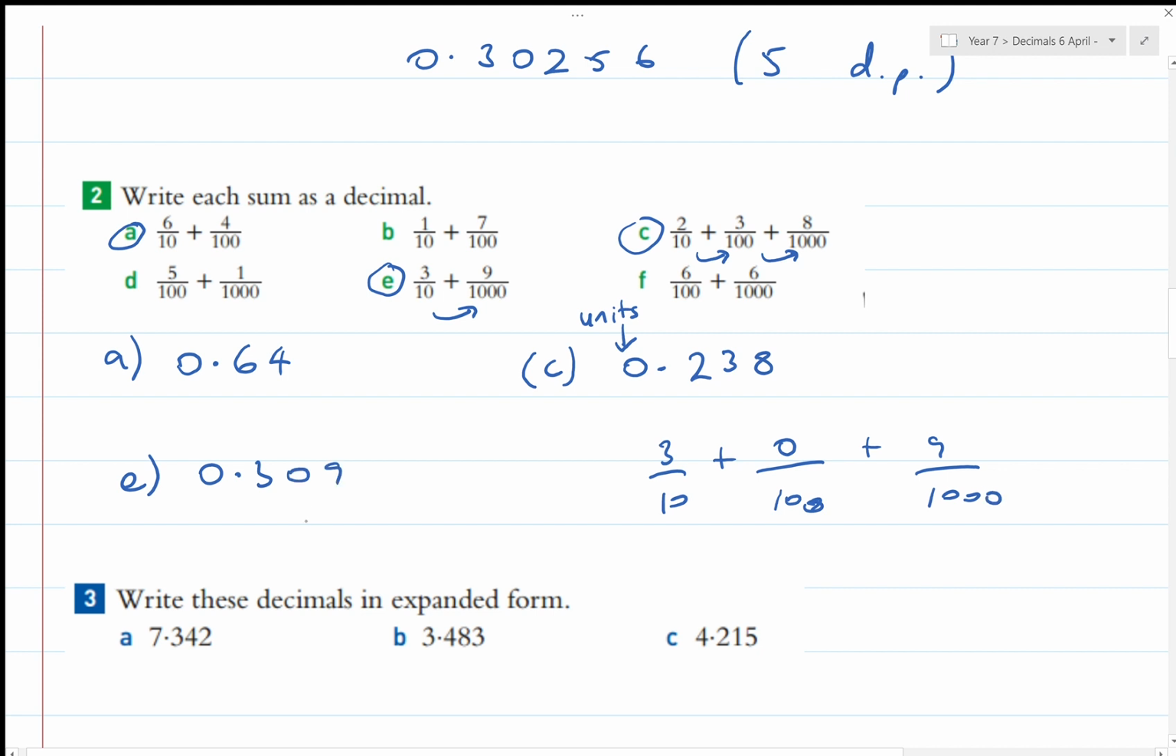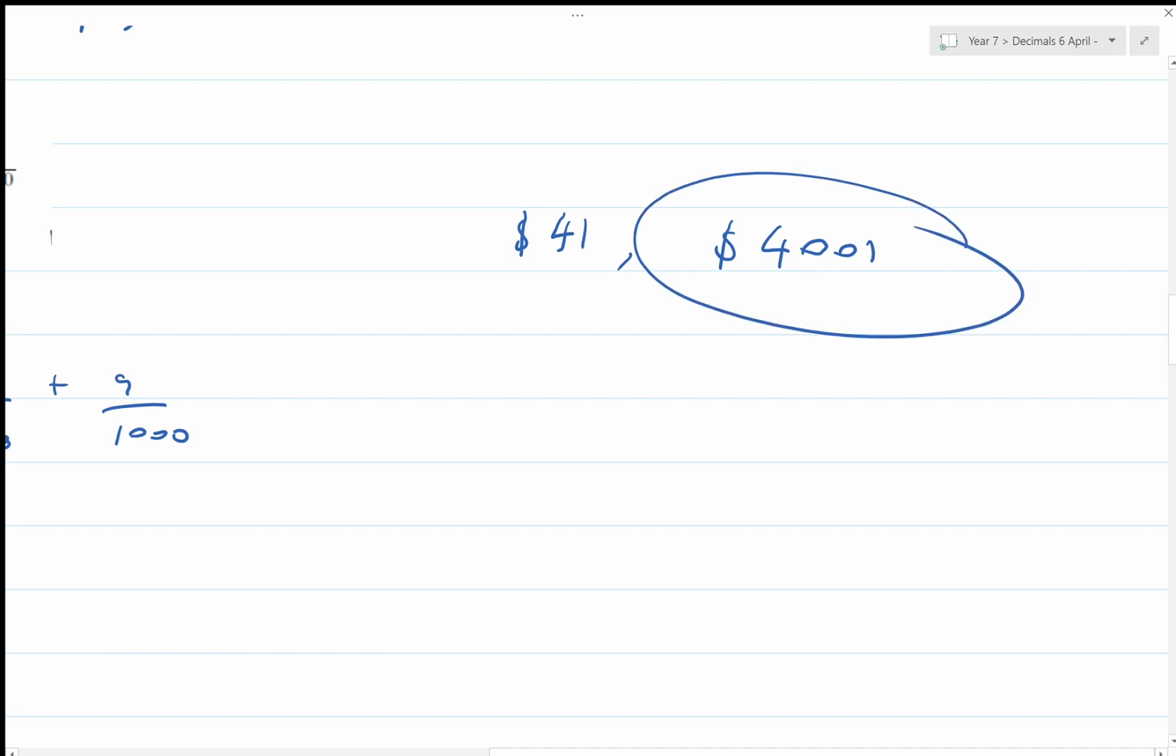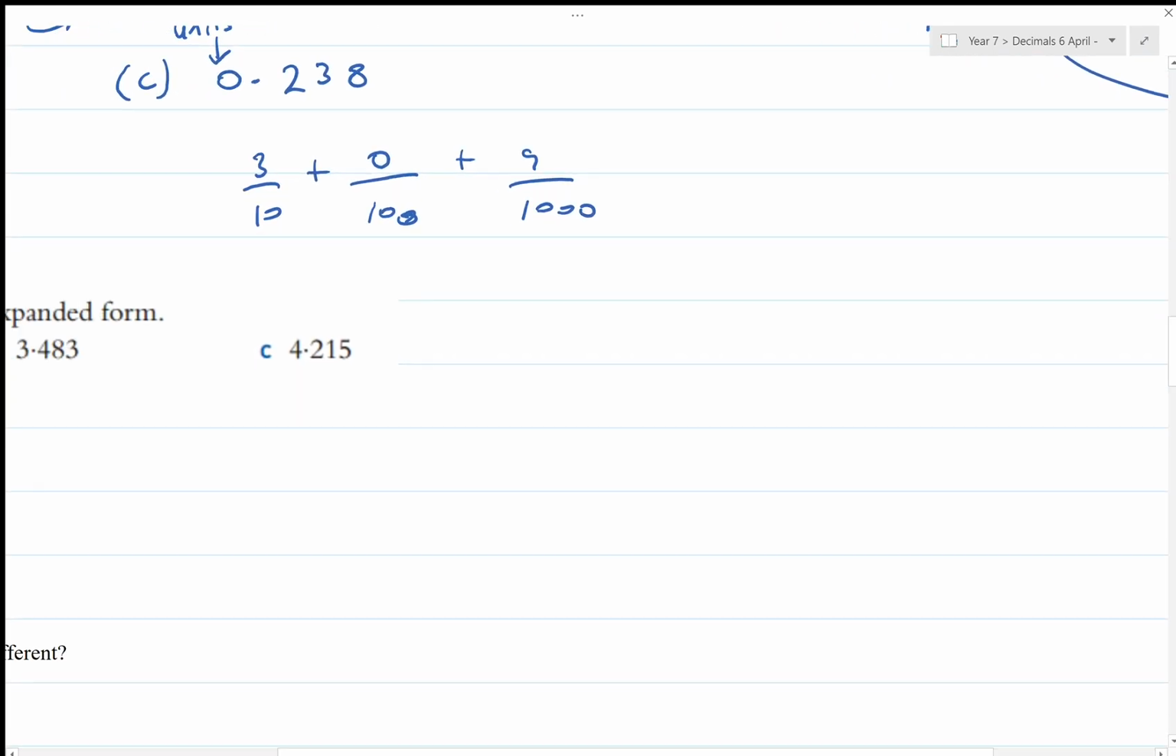Okay. The zeros are really important, right? Just like in normal numbers, right? What would you rather have? $41 or $4,001? Well, aren't they the same? This just has zeros. The answer, of course, is no. We want $4,001. The zeros change the place value. Okay, that's what's important about decimals, is place value.